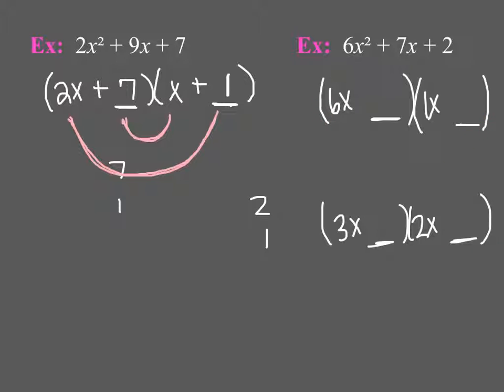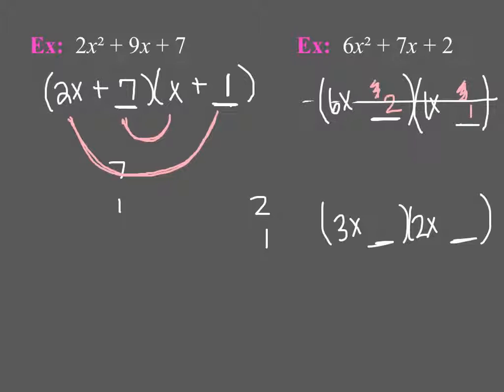So I could actually go through all the combinations. I could try 2 and 1, which would give me 6x squared, 2, and then 12x plus x would be 13x. That doesn't work. So I could cross that out, and I could just switch them, which would be 1 and 2. And then I could try, I still know I get 6x squared and 2, and then I would get 6x plus 2x, which is 8x. So that doesn't work. So I know that's not my answer.